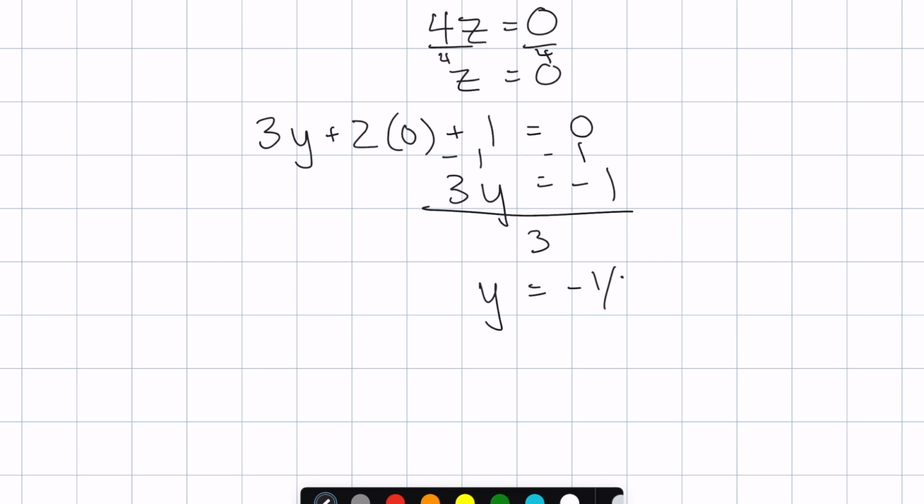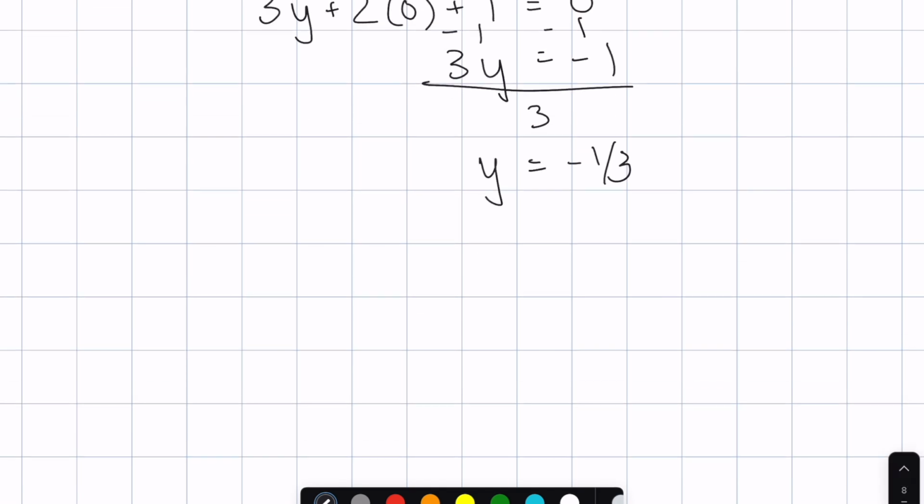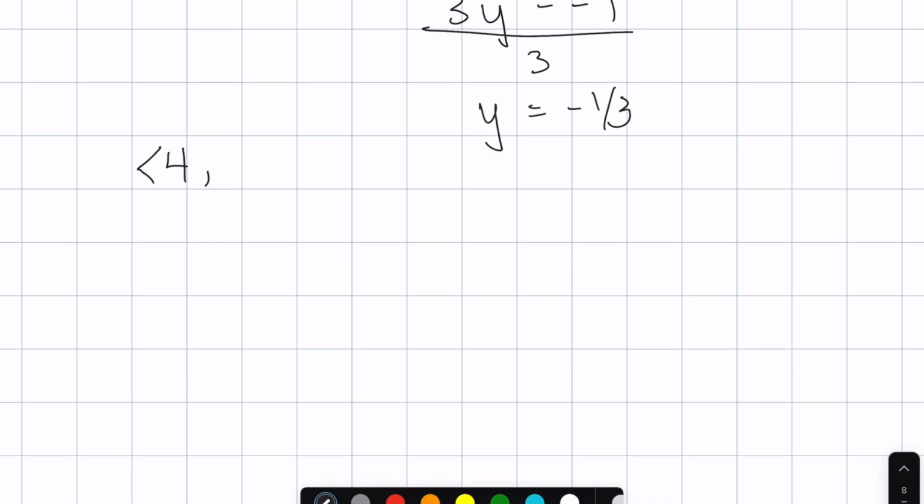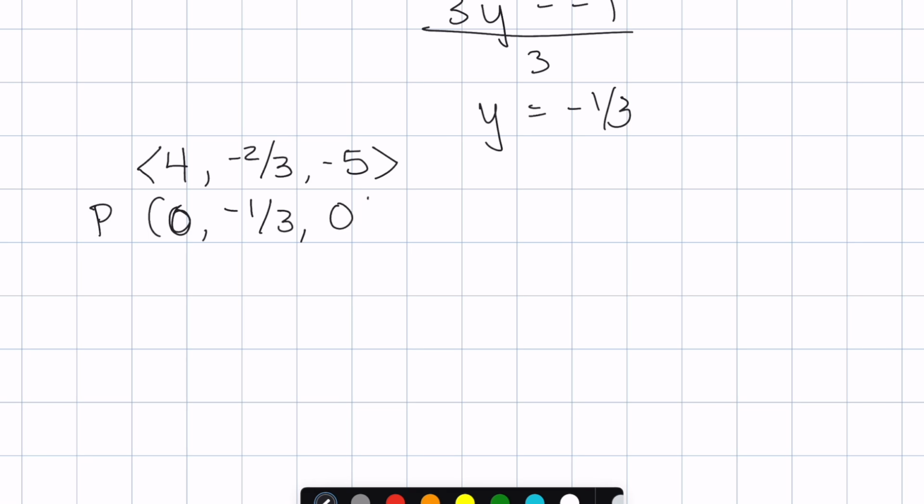So my direction vector is 4, negative 2/3, negative 5, and my point is x equals 0, y equals negative 1/3, and z equals 0 as well.